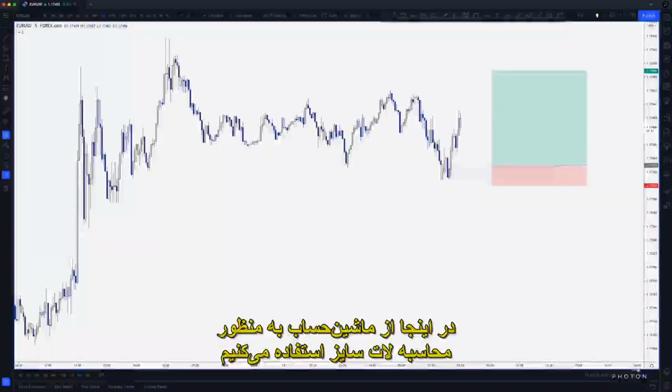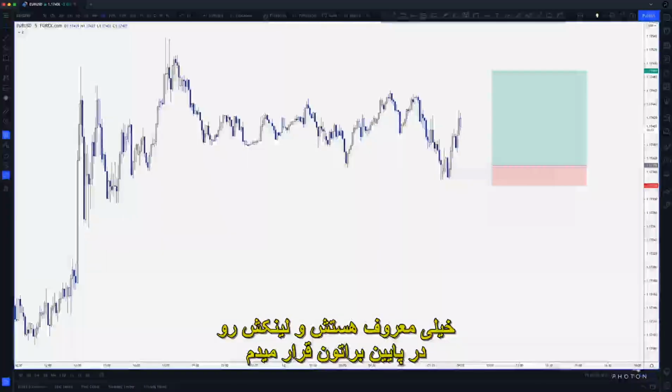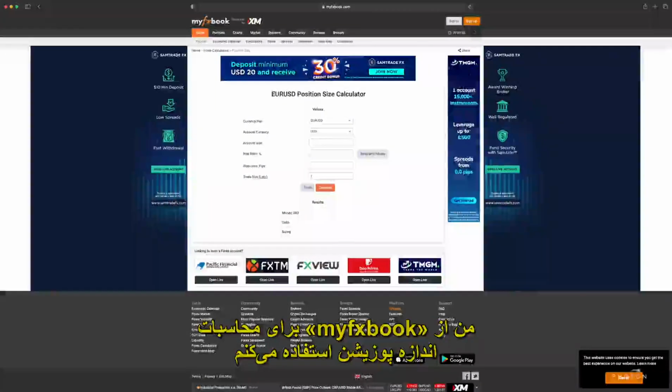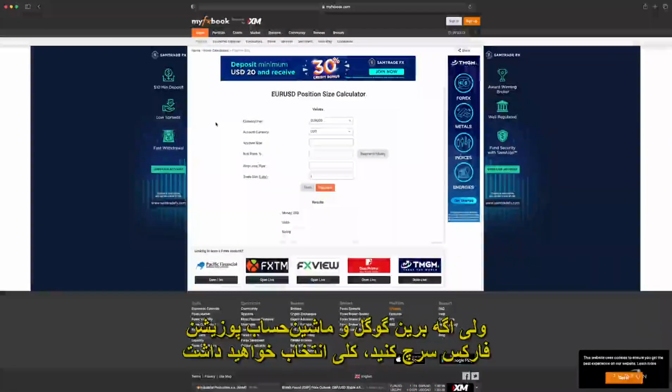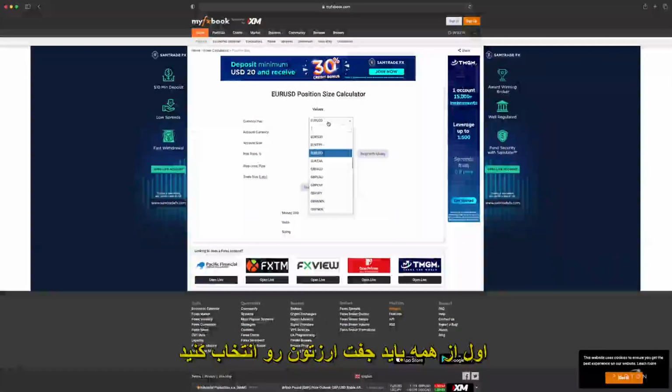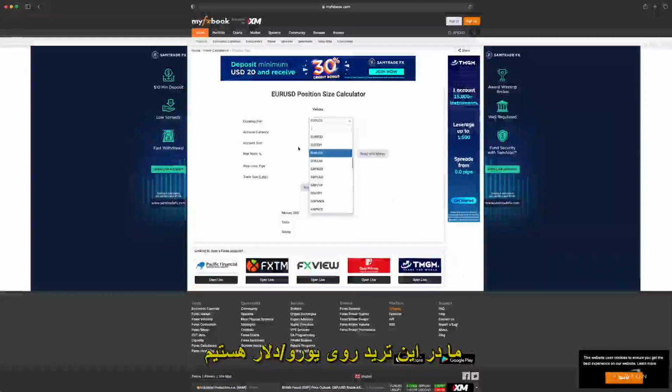So this is where we then use a lot size calculator. Quite a common one, and one I'll post a link to below this video, is the position size calculator on my FX book. But if you literally type into Google, Forex position calculator, there are tons on there. So the first thing you need to do is select the currency pair that you are trading. In this case, we're already on euro dollar, as that is the pair that we are trading.